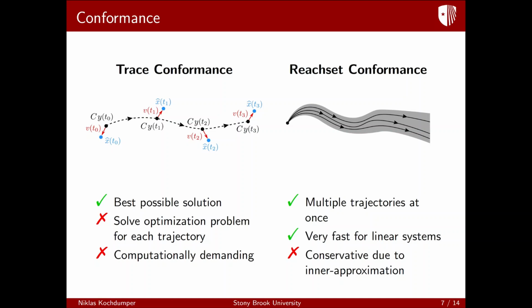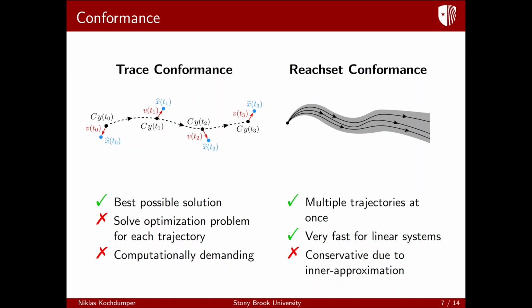For reach-set conformance, on the other hand, we basically compute the reachable set of the non-deterministic model and check if our measurements are contained inside an inner approximation of this reachable set, as it is depicted on the right side here. And if this is the case, we say that the model is conformant. And both methods have advantages and disadvantages.